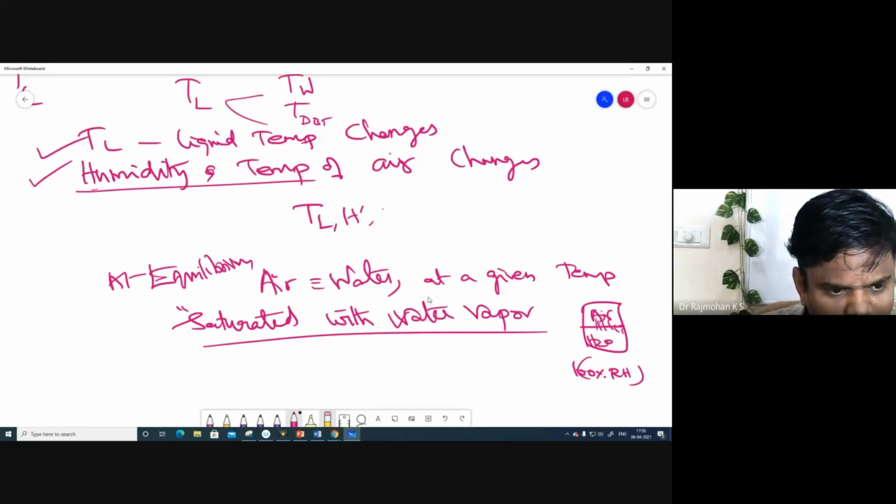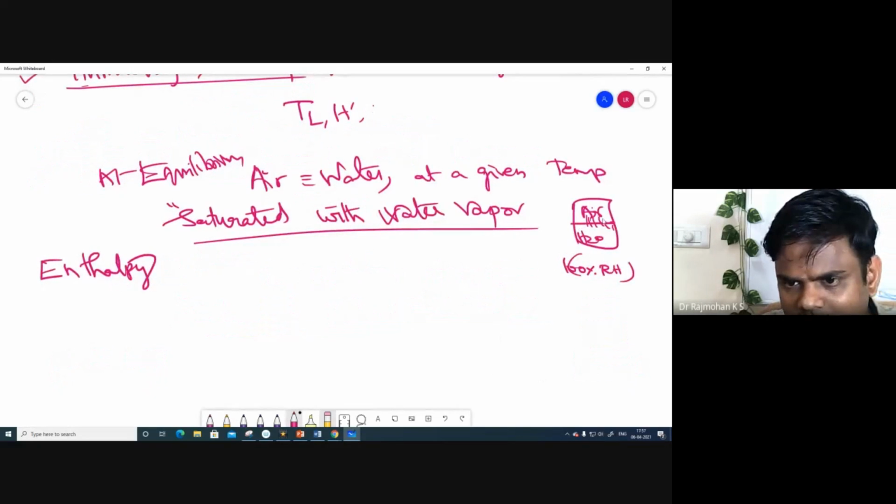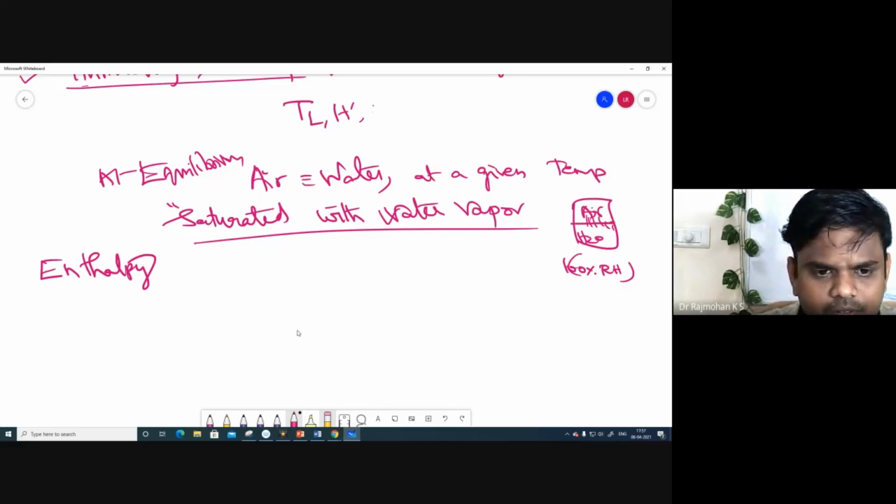Okay, so can we say what is enthalpy? Here, when the air is in equilibrium with water, it means that it is saturated with water vapor, which exerts a partial pressure equal to the vapor pressure. That we should recall.